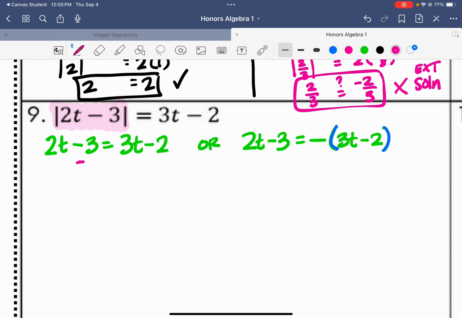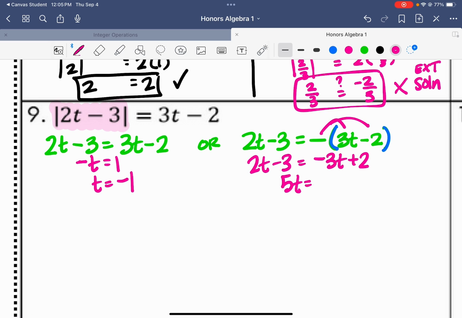This is going to be negative t equals 1. So t equals 1 on this side. Negative 1, sorry. If I divide by negative 1 on both sides, that one should be negative 1. My bad. And then this one, I got to distribute. So this is going to be negative 3t plus 2. This is 2t minus 3. So when I add 3t to both sides, I get 5t. Add 3 to both sides, I get 5. This one is t equals 1.